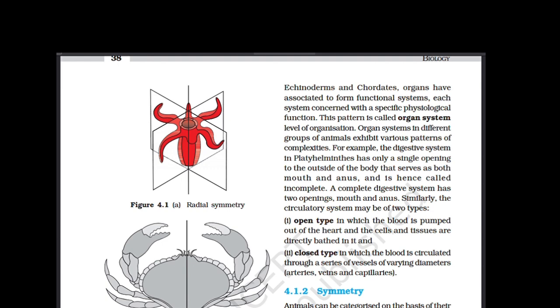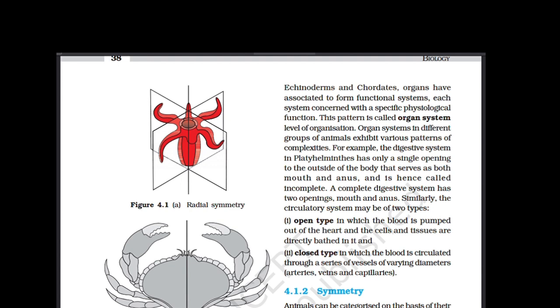For example, the digestive system in Platyhelminthes has only a single opening to the outside of the body that serves as both mouth and anus, and is called incomplete. A complete digestive system has two openings, mouth and anus.